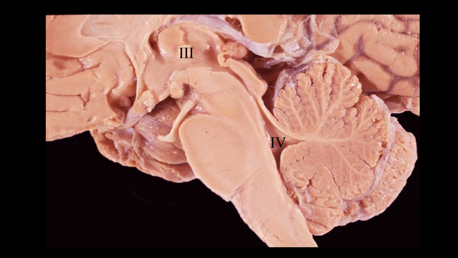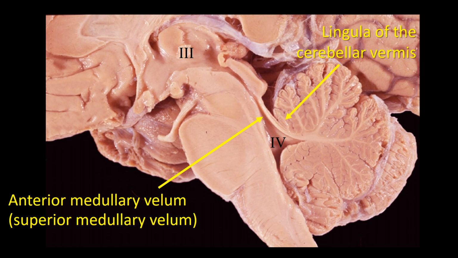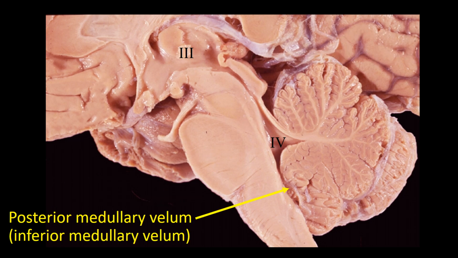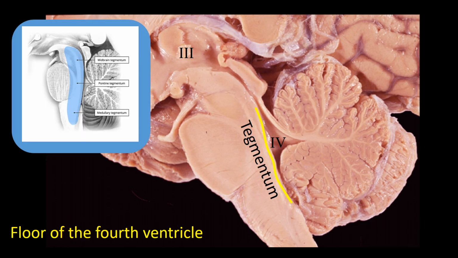As you can see in this specimen, the anterior medullary velum forms the roof of the upper part of the fourth ventricle. The caudal part of the anterior medullary velum contains the lingula of the cerebellar vermis. The posterior medullary velum forms the roof of the lower fourth ventricle. The posterior medullary velum melts into the nodule of the cerebellar vermis. The floor of the fourth ventricle is the medullary and pontine tegmentum, as you see in this insert.